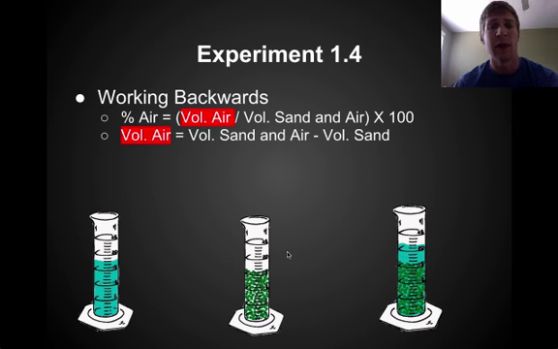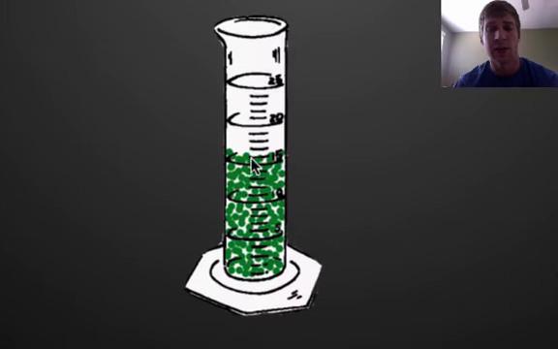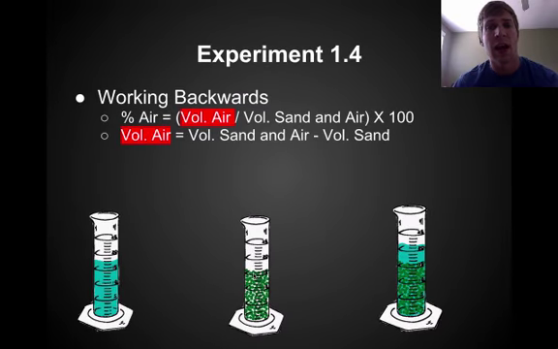To find the volume of air, we can take the volume of sand and air, which would be this graduated cylinder, and subtract from it the volume of just sand. Again, you may realize that you don't have a volume of just sand. This is something that we're going to need to calculate from the data that we have.